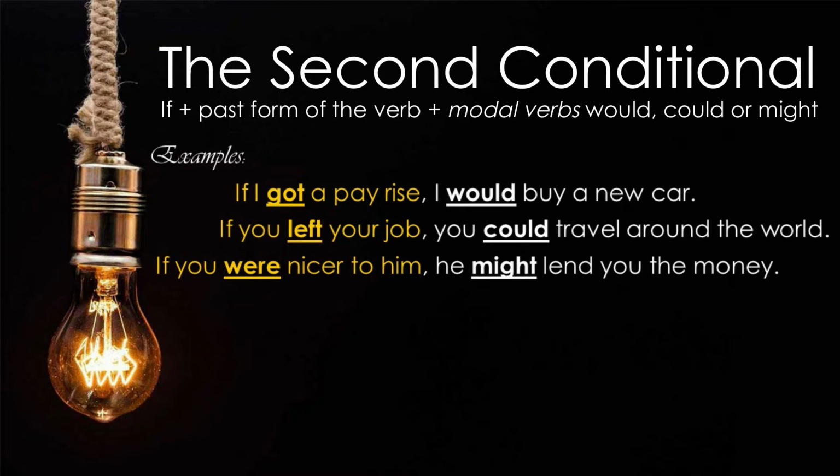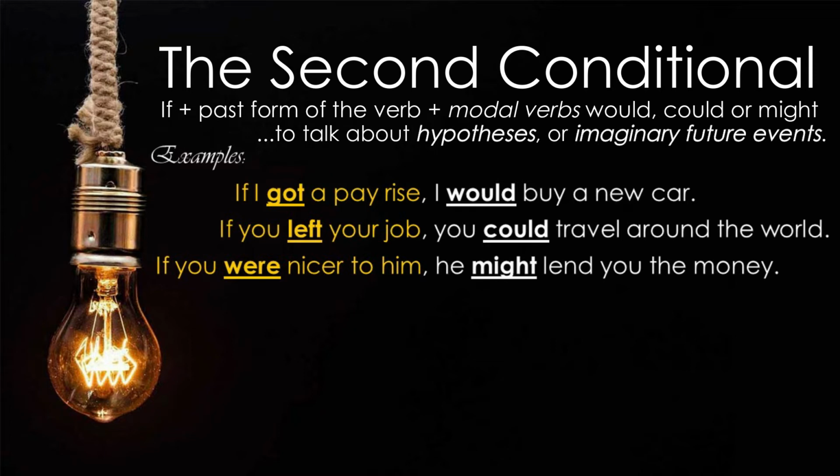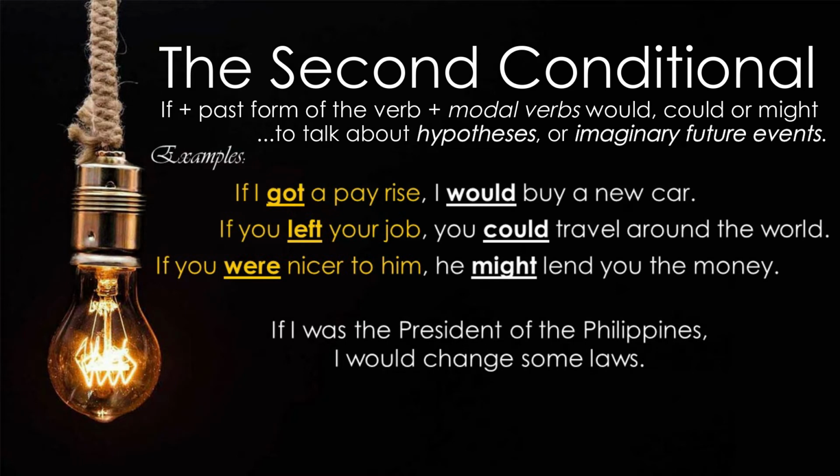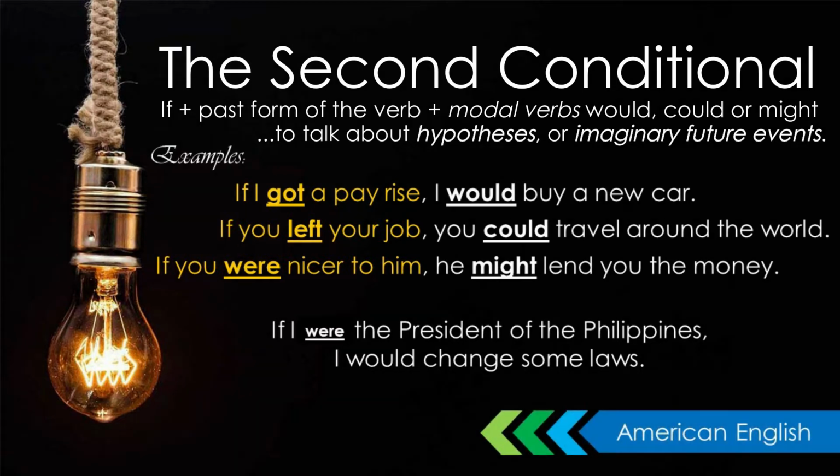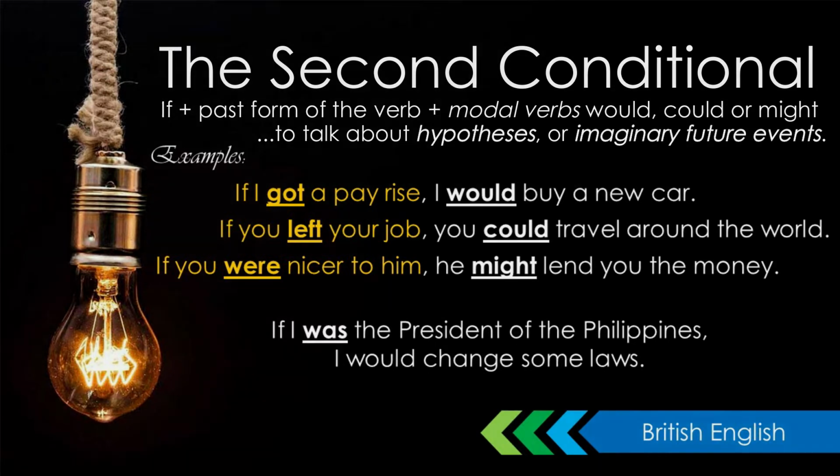In English, we often use this type of sentence called a second conditional to talk about hypotheses or imaginary future events. For example, if I was the president of the Philippines, I would change some laws. But I know that I will never be the president of the Philippines. I am just saying what I would do if I was in his or her position. Note: in American English, it is correct to use if I were. In British English, it's more common to say if I was.